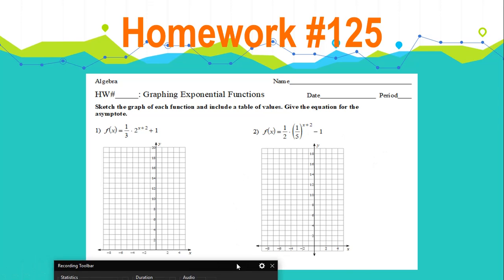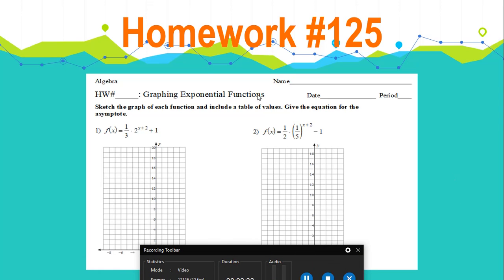This is your homework for tonight. This is number 125. We're going to sketch graphs and include tables of each of the functions, and then you're going to write the equation for the asymptote.